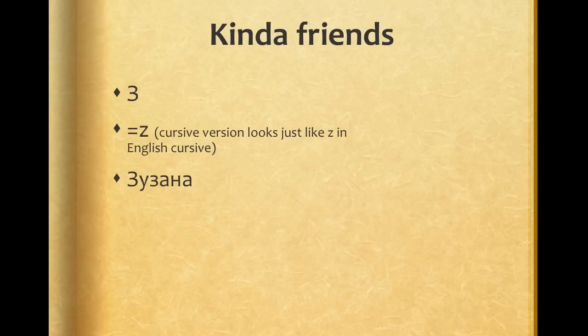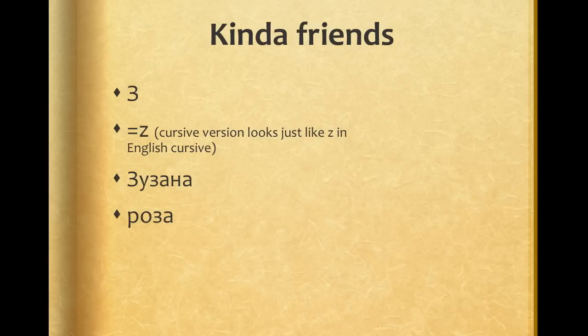Okay, so our next kind of friend might be a little bit of a stretch, but I call it a kind of friend because this Russian letter, when written in cursive, looks exactly like our cursive version of the letter. So this is the letter Z. Our cursive Z kind of looks like this, and the cursive Z in Russian looks exactly like our cursive Z. Let's practice reading it. This is a Russian girl's name. Zuzana. So it'd kind of be like Susanna in English.